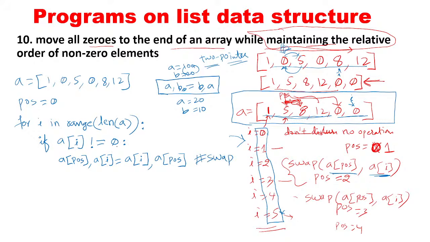If the condition is a non-zero number, then you swap. After swapping, what you need to do? You need to move the position value. You should increment the position value. That means already one non-zero number we moved to position, so you should go to the next position. So you should say position plus equals 1. That's it. So this is your code and it repeats for all the non-zero numbers. It changes the array value.